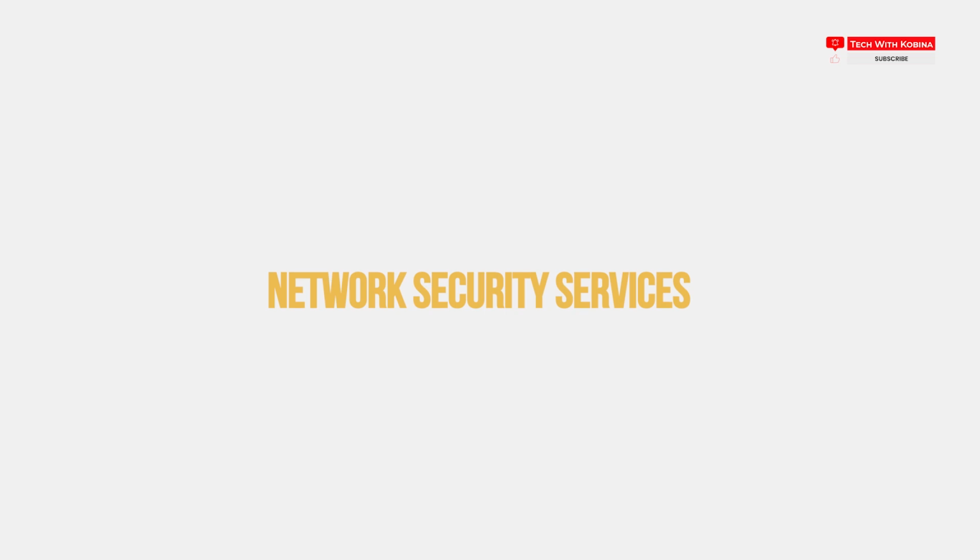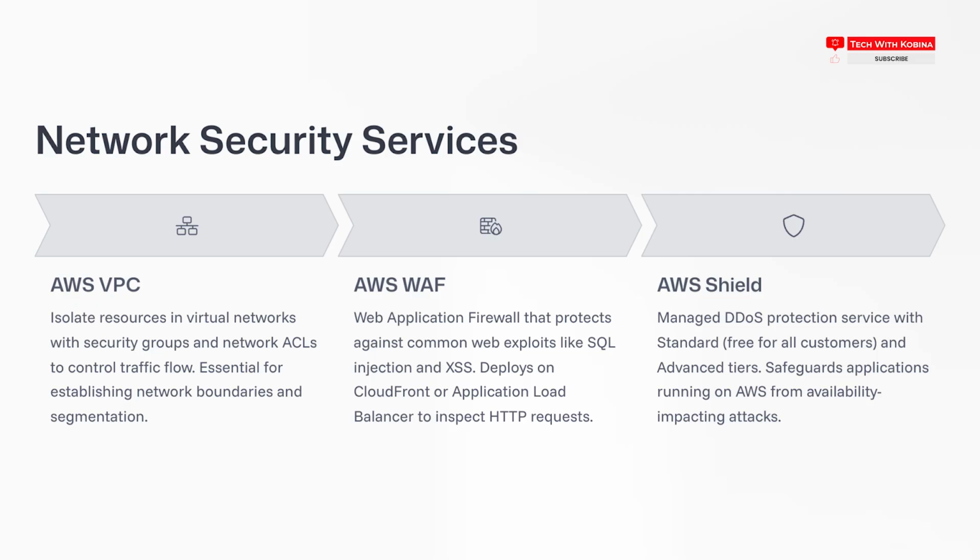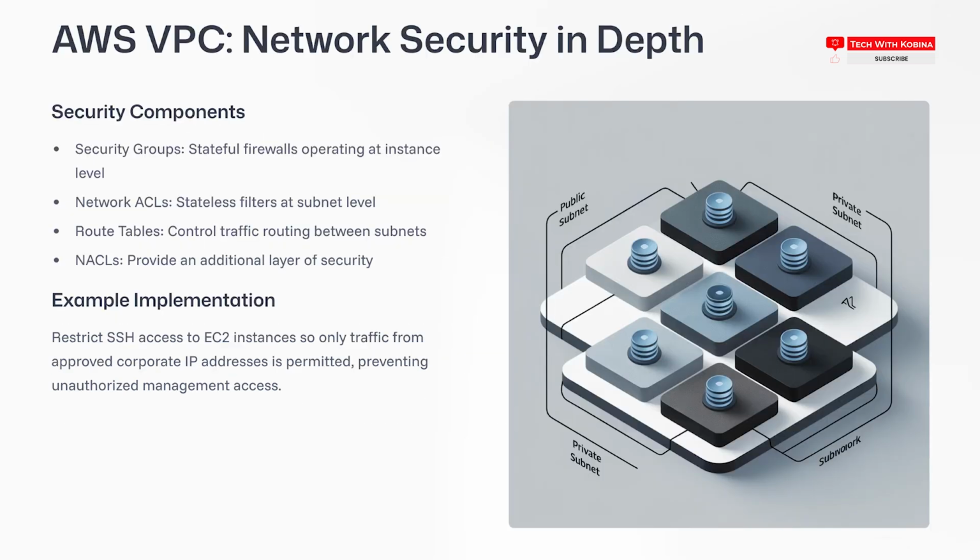Next, let's talk about network security services. AWS Virtual Private Cloud, or VPC, lets you isolate your AWS resources in a virtual network you define. Within a VPC, you can set up security groups and network ACLs to control inbound and outbound traffic to your resources. For instance, you might restrict SSH access to EC2 instances so only your corporate IP addresses are allowed.